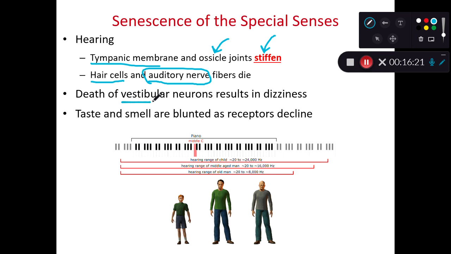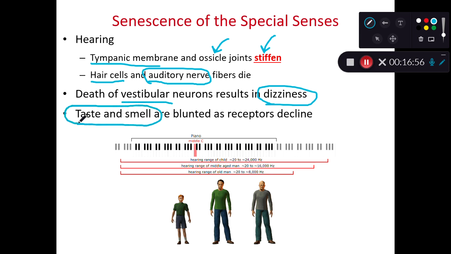We also have neurons in the semicircular canals and the saccule, or the vestibule of the inner ear, and those neurons tend to die off as well. As we lose vestibular neurons, we have a harder time maintaining our sense of orientation, and we oftentimes become dizzy, or we develop vertigo. Vertigo is more common in elderly than it is in the young because of the death of vestibular neurons.